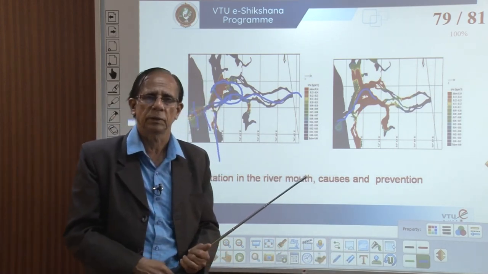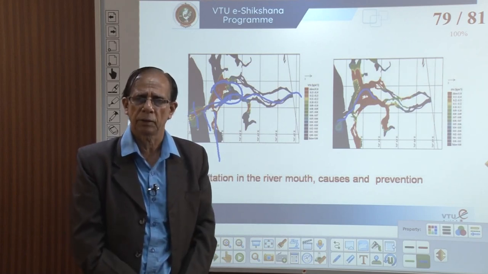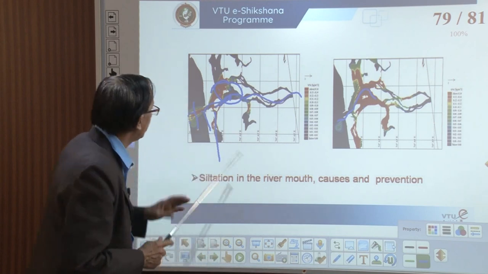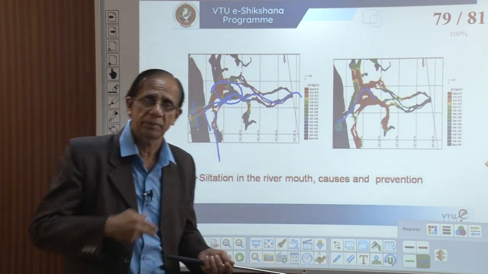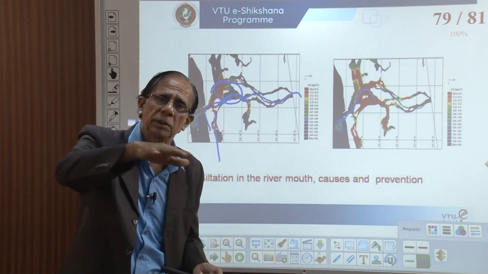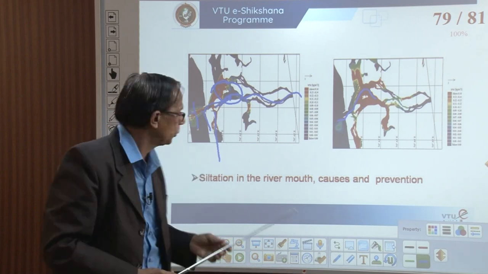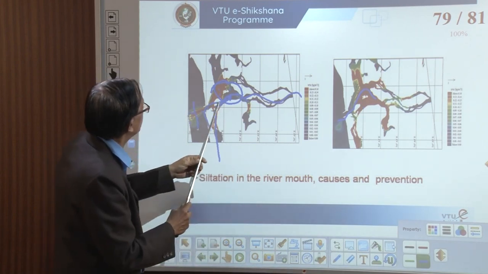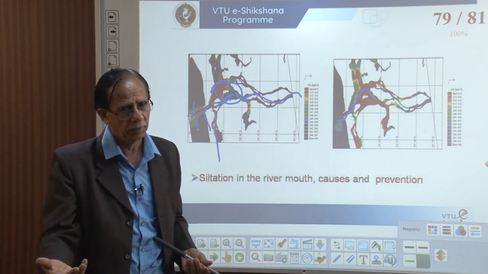Nature of sedimentation. This is another example. Orissa, Chilka Lake is an example. If you widen the mouth, what happens? If you narrow the mouth, what happens? The sediment circulation, wave energy distribution, rush of water, everything is different. If you open the mouth, an enormous quantity of water can rush in. They may bring sediments, possible.